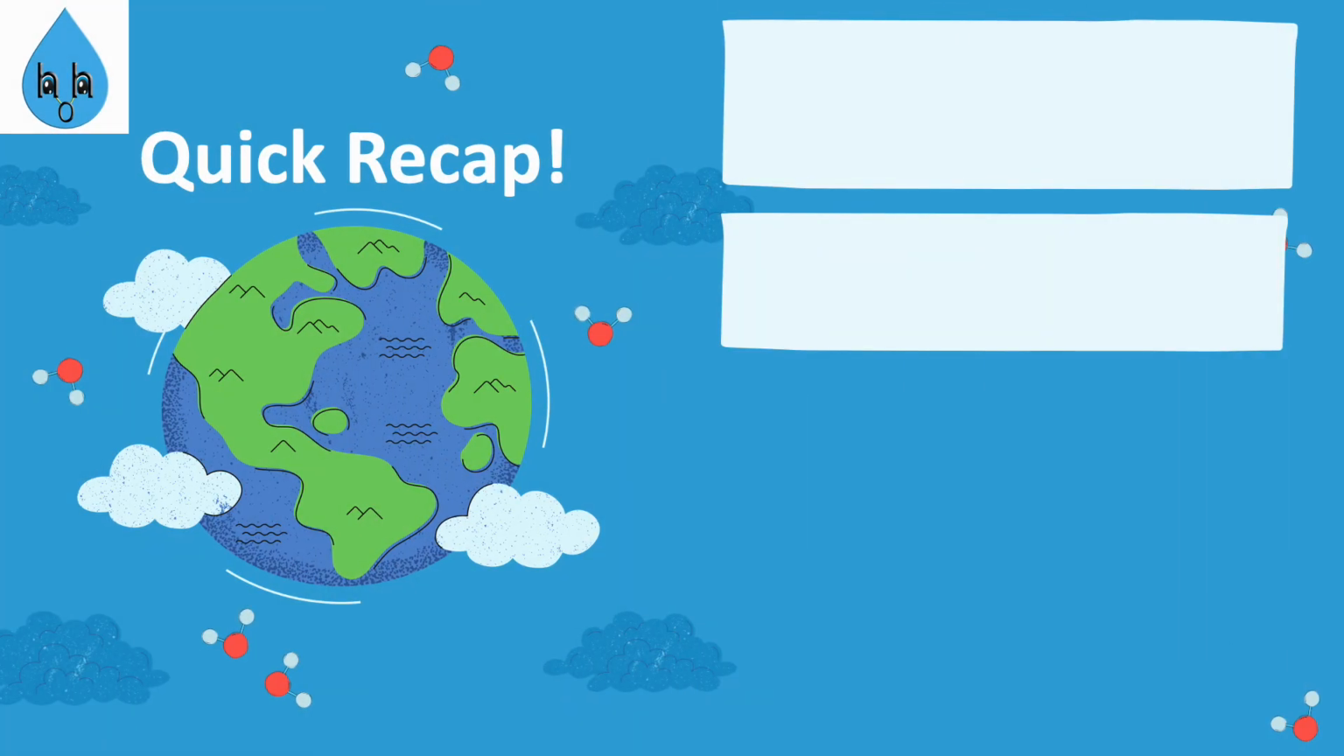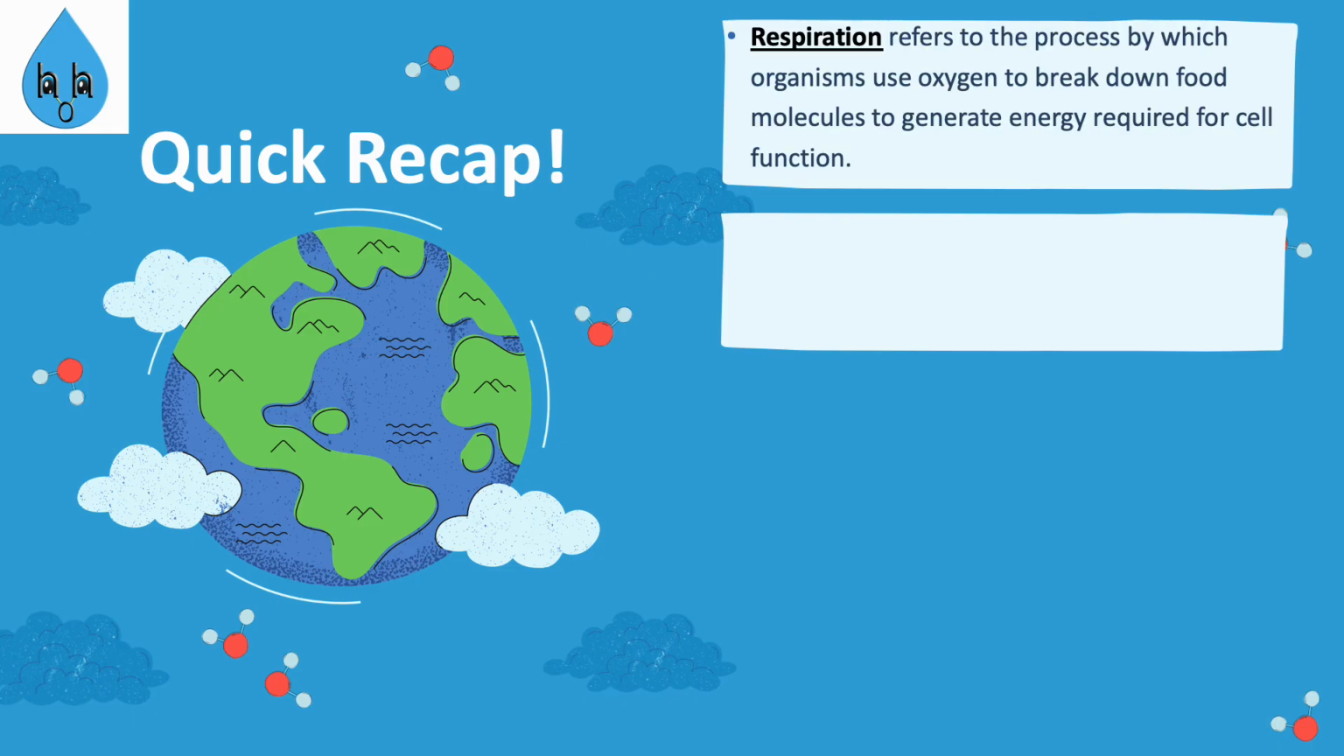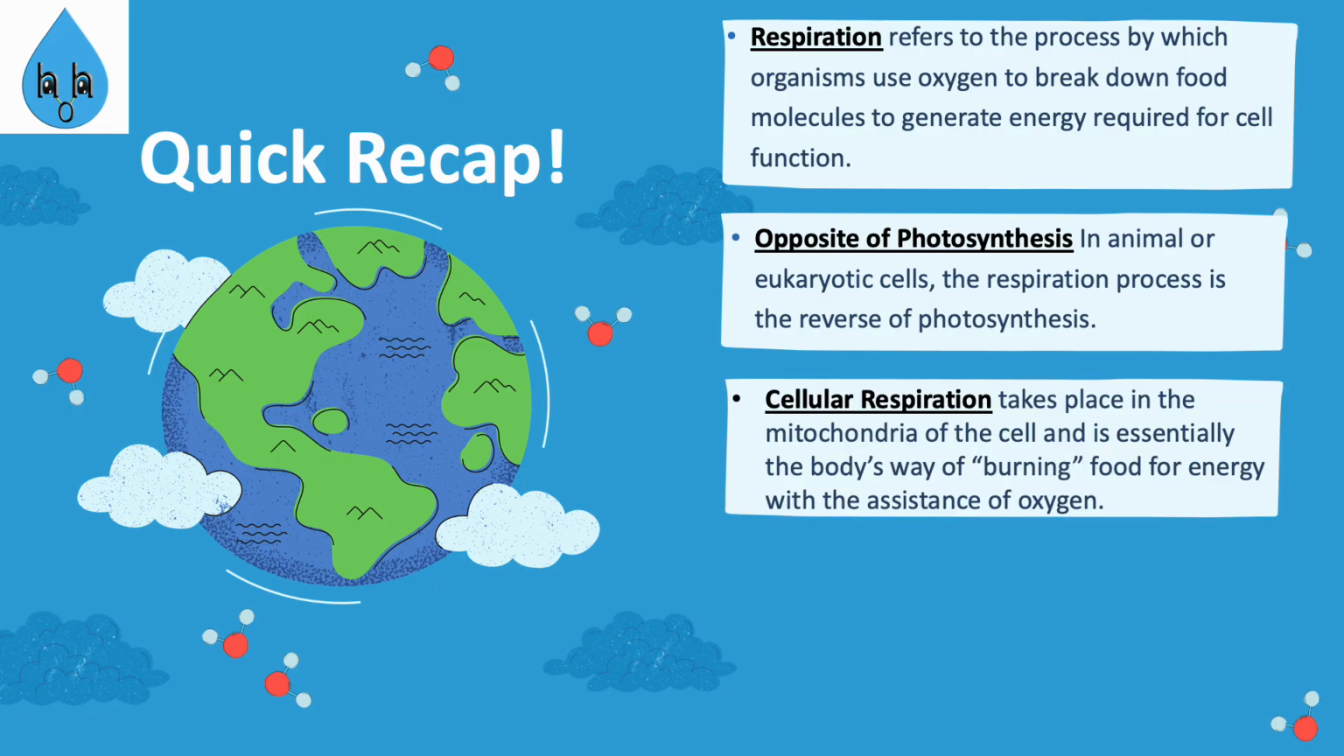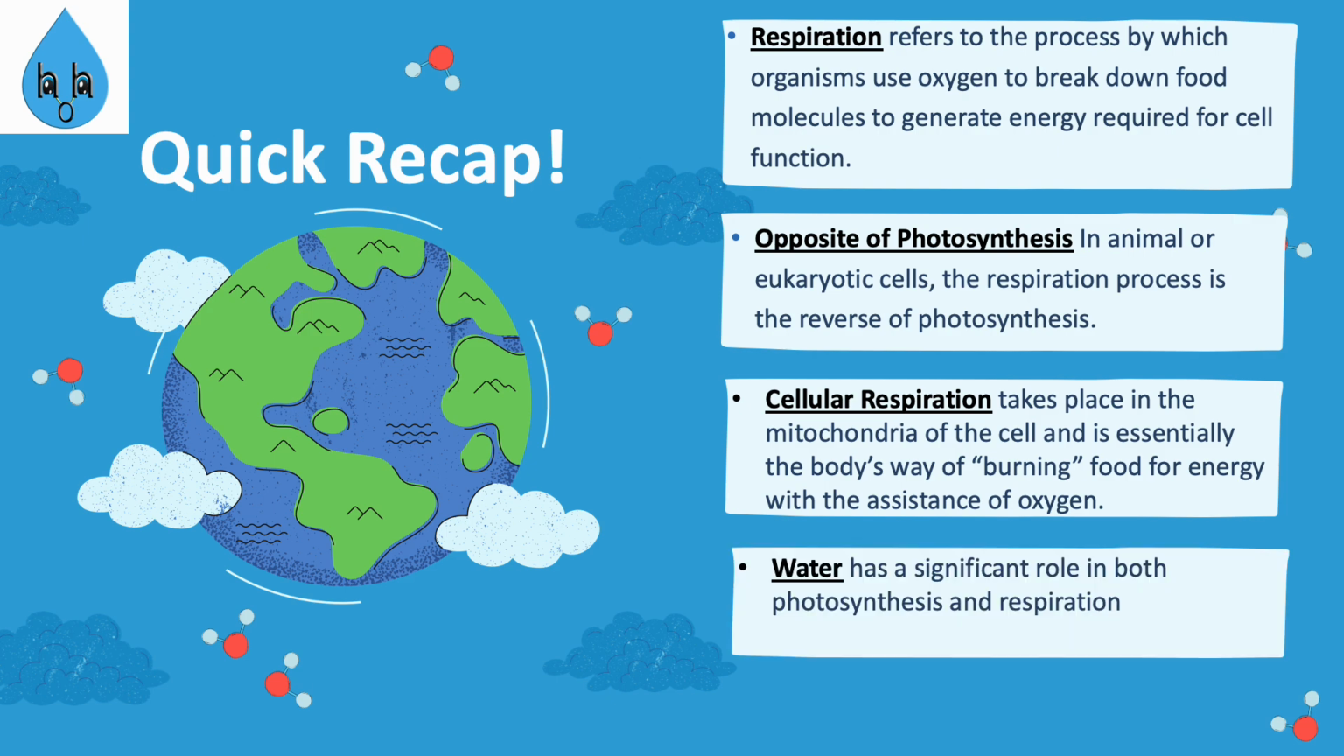So here's a quick recap. Respiration refers to the process by which organisms use oxygen to break down food molecules to generate energy required for cell function. Respiration is the opposite of photosynthesis. In animal or eukaryotic cells, the respiration process is the reverse of photosynthesis. Cellular respiration takes place in the mitochondria of the cell and is essentially the body's way of burning food for energy with the assistance of oxygen. And you guessed it, water has a significant role in both photosynthesis and respiration.